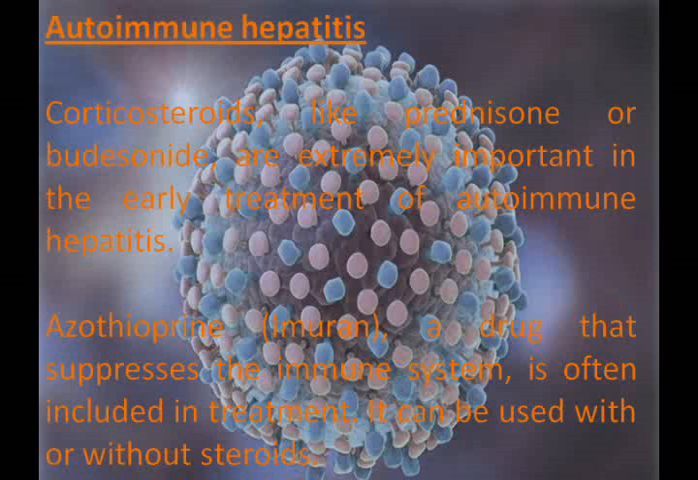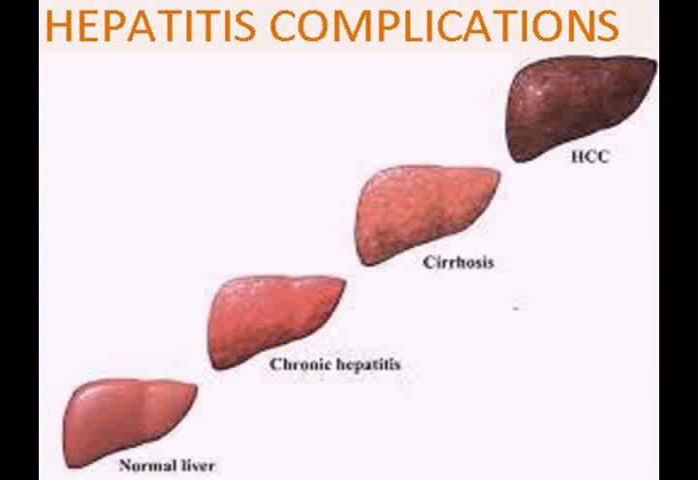Autoimmune hepatitis. Corticosteroids, like prednisone or budesonide, are extremely important in the early treatment of autoimmune hepatitis. Azathioprine, a drug that suppresses the immune system, is often included in treatment.